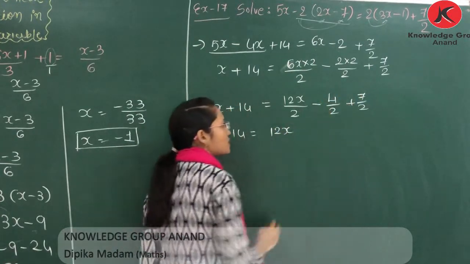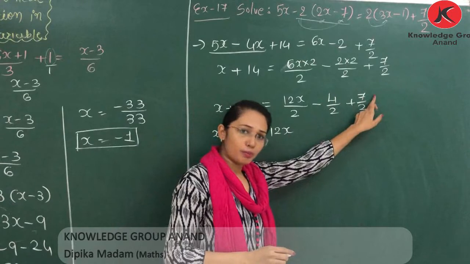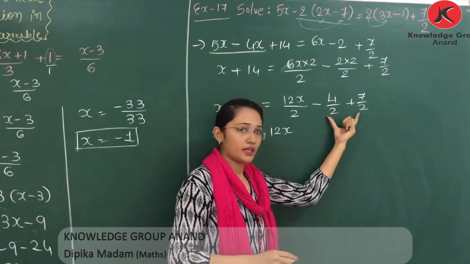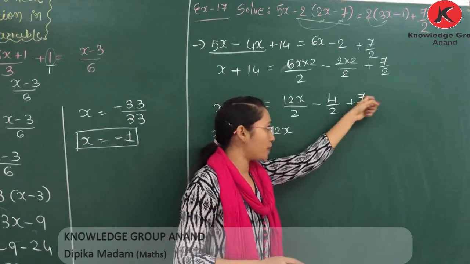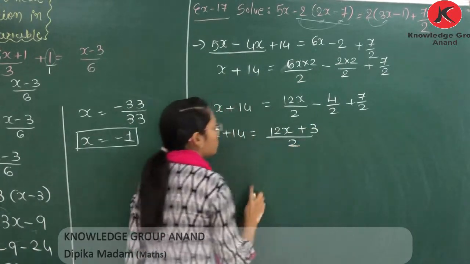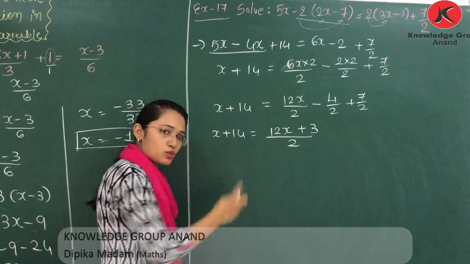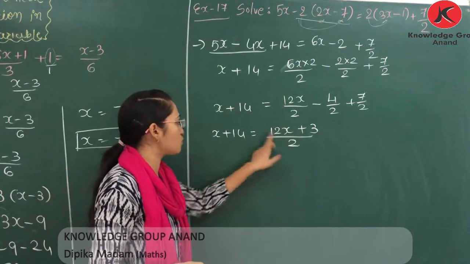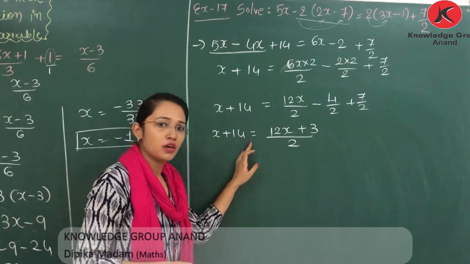Now x + 14 is equal to 12x. Minus 4 plus 7. Now you can do the addition of the numerators because the denominator is the same. So -4 + 7 is plus 3, whole divided by 2. Again, here the denominator is 1 and here the denominator is 2. So 2 is multiplied with x + 14.